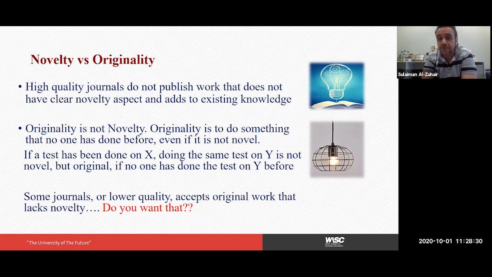Some journals, however, clearly say that they accept original work. Scientific Reports, which I mentioned earlier, clearly states that. They don't demand novelty, just original work is enough to publish. But the question lies at your end: do you want that or not? Do you want to publish just original work, or do you want to produce novel work that is distinguished and goes into the top journals?